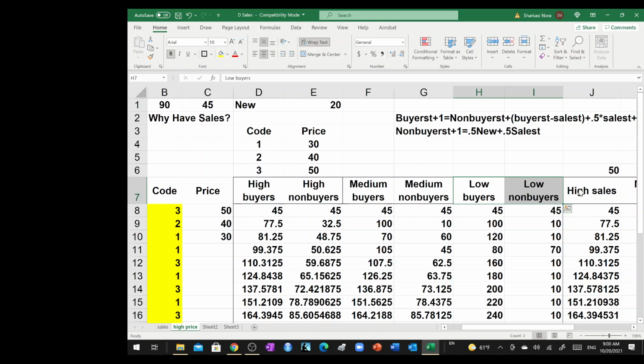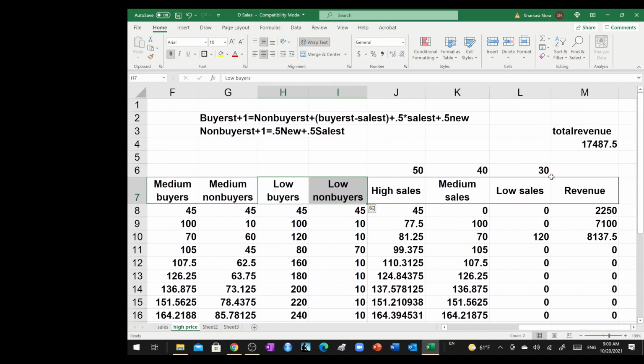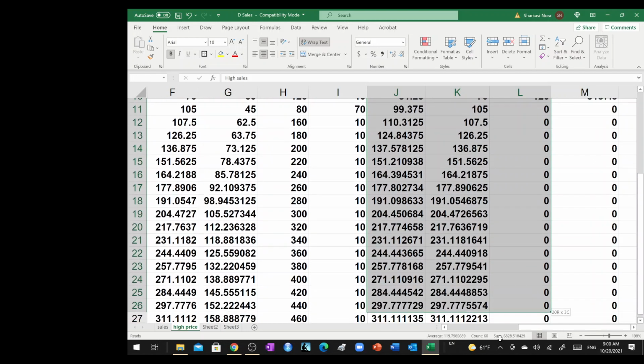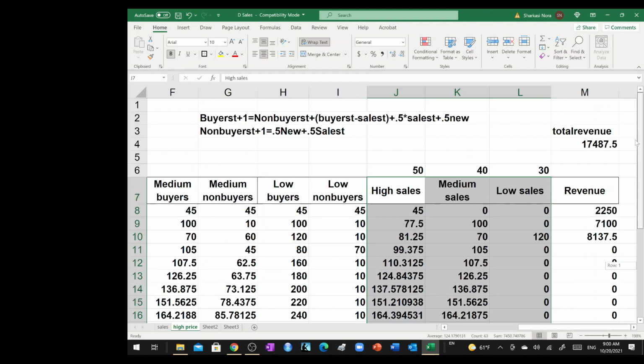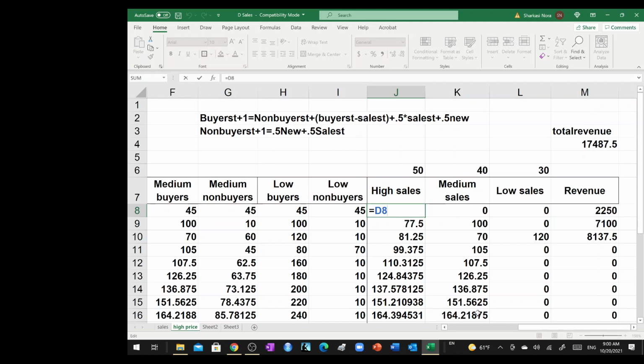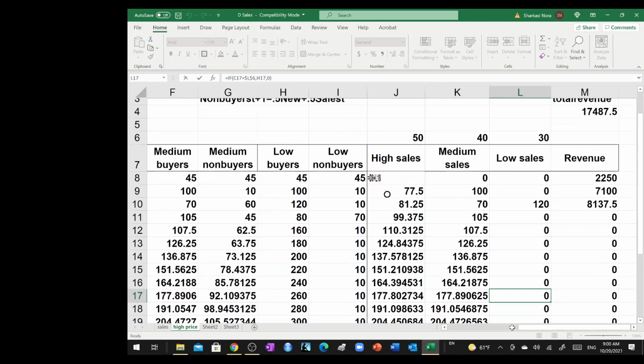All right, over here in this section, we are testing whether or not these people in the market are really going to buy or not. Basically, these people will always buy. So the high buyers are always going to buy.